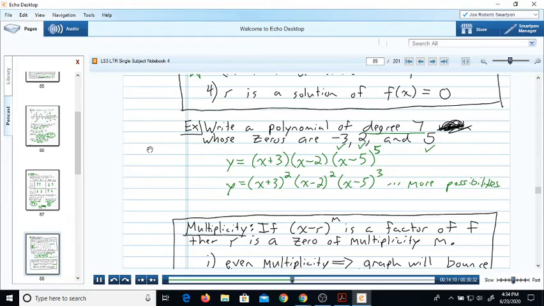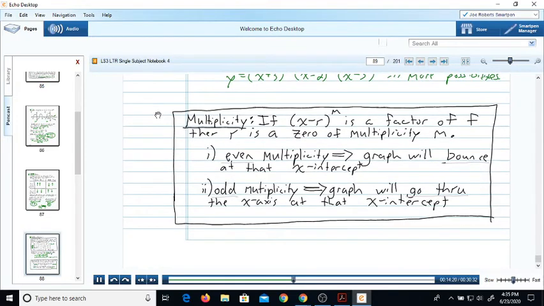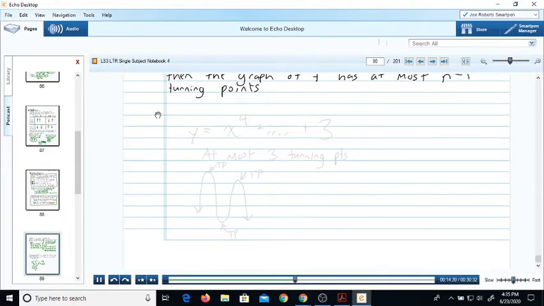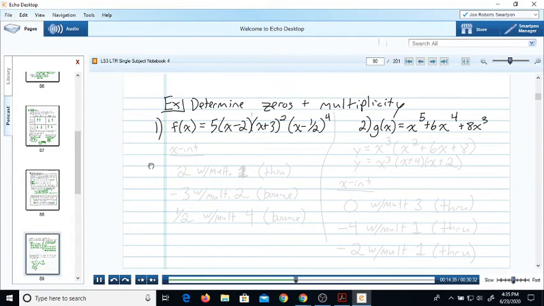Now, here we move on to the multiplicity of a 0. And the multiplicity of a 0 is essentially its power. And this is very, very important. If it has even multiplicity, it will bounce. If it has odd multiplicity, it will go through at that point. So this is going to be crucial for graphing and understanding the visual perspective.